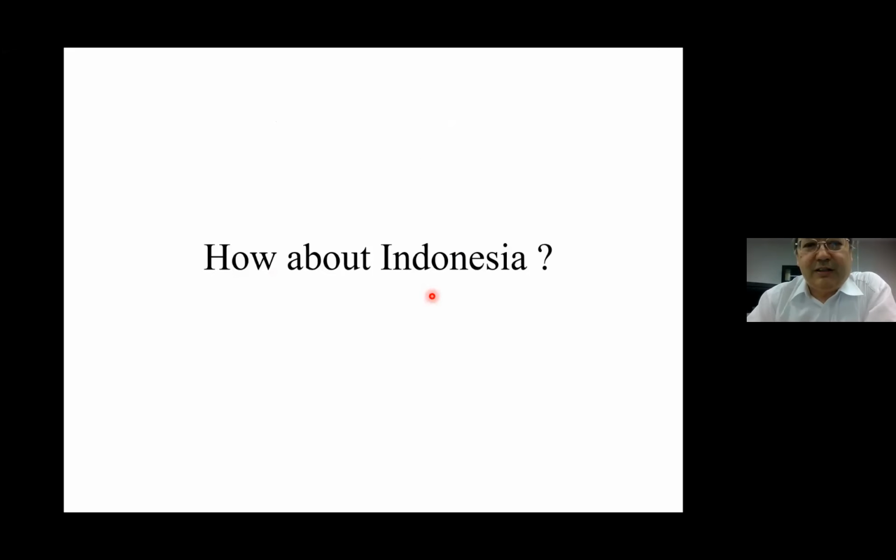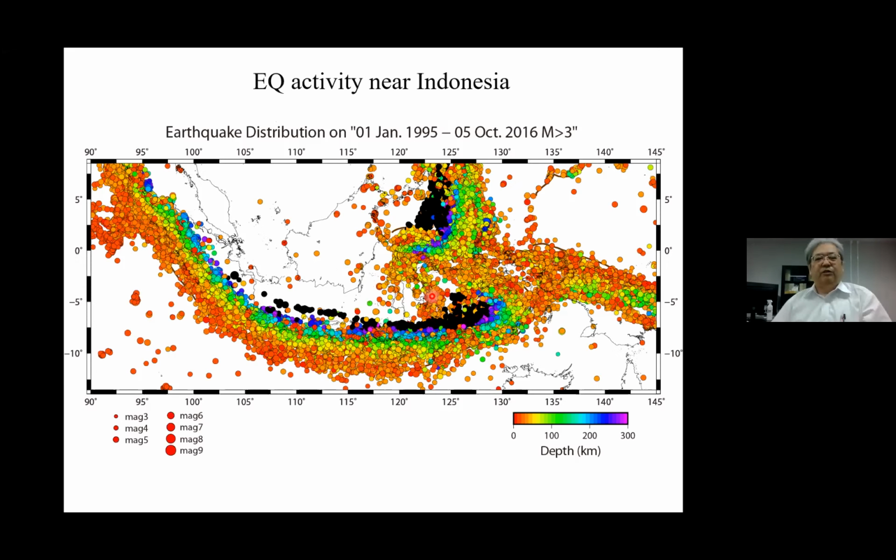Okay, how about Indonesia? What is the seismic activity in Indonesia? This is 10 years of data. Dots indicate earthquakes. You cannot see the Indonesian islands because of the seismic activities. Red color indicates shallow ones, and dark color indicates deeper ones. Clearly, this is the Sunda Strait given here, with shallow to deeper going northward. And this activity is somehow related to your tectonic setting.